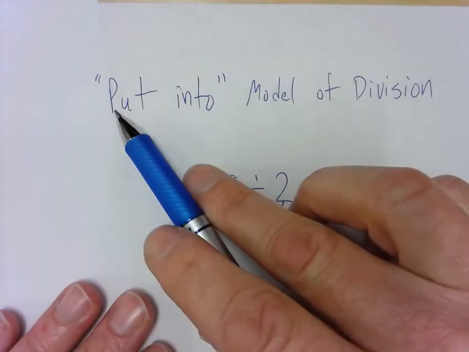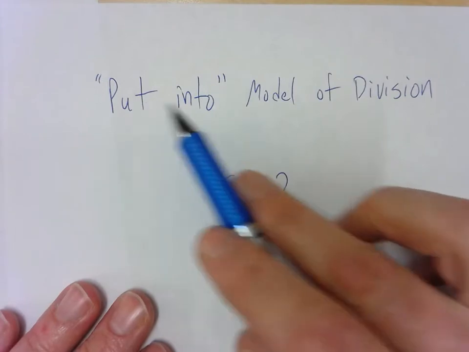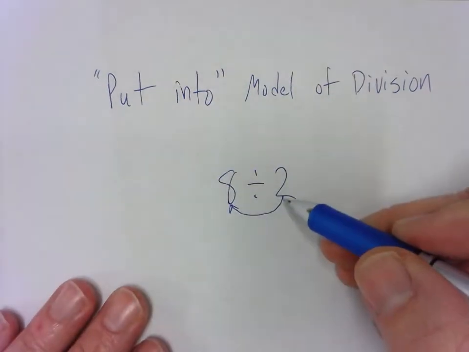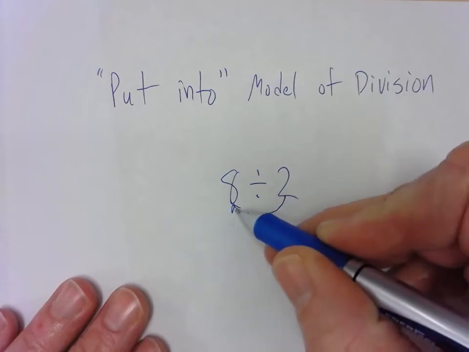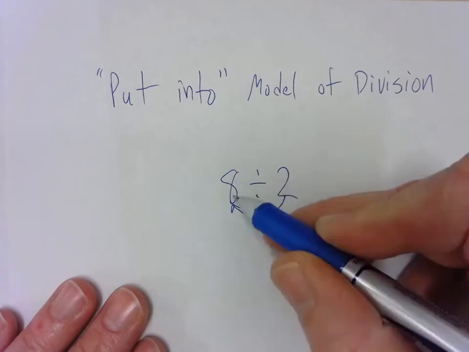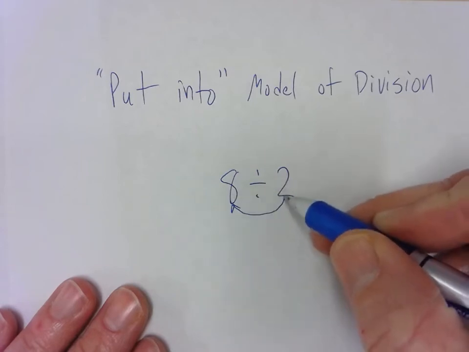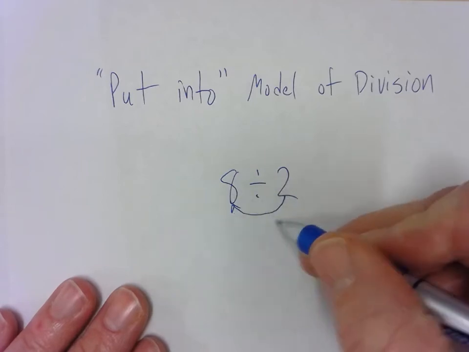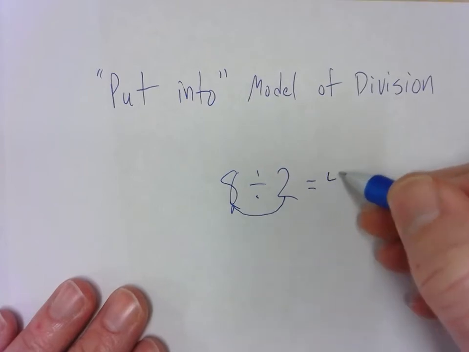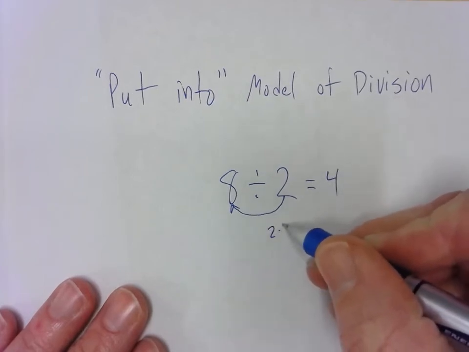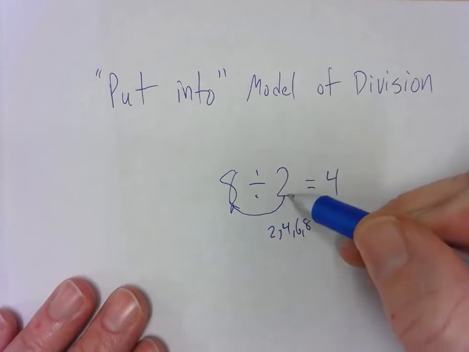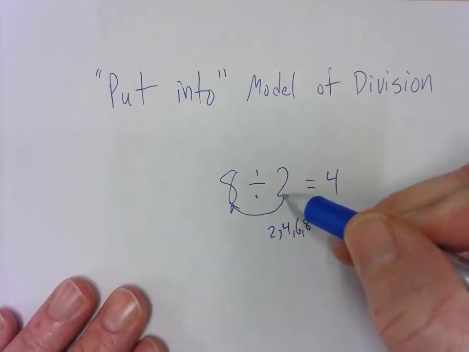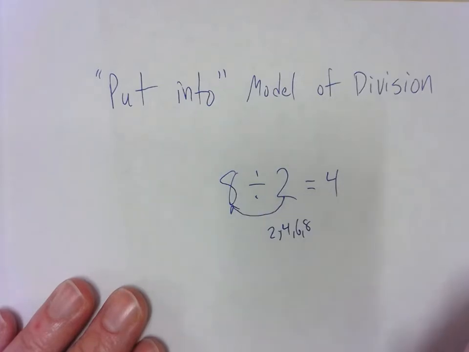Well, if you think about division in terms of the put into model, we ask ourselves, how many times does 2 fit inside of 8? So instead of saying, oh, 8 is cut into 2 parts, we're saying how many times does 2 fit inside of 8? Well, it fits in there 4 times. 2, 4, 6, 8. So there's 4 of these 2's living inside of 8.